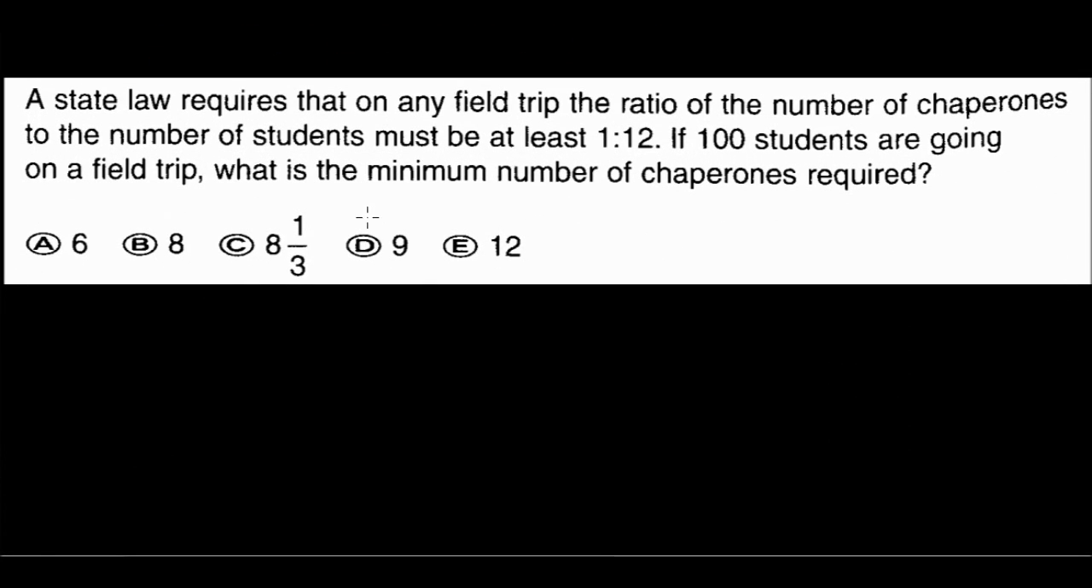So here we have a state law requires that on any field trip, the ratio of the number of chaperones to number of students must be at least 1 to 12. So here's the ratio that's given to us. If 100 students are going on a field trip, what's the minimum number of chaperones required? So the ratio they're talking about here is the ratio of chaperones to students. Okay. And the problem says that this has to be 1 over 12. So 1 chaperone for every 12 students.